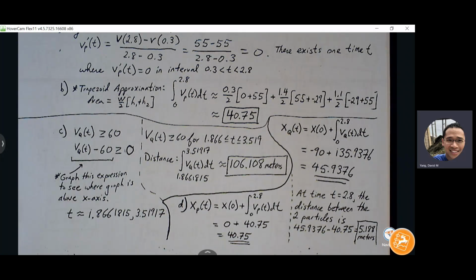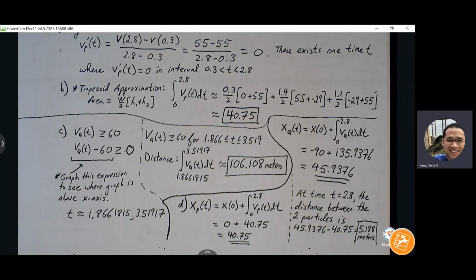And part D, at time t equals 0, particle Q is at x-axis location x equals negative 90. Using the results from part B and the function v of q, approximate the distance between particles P and Q at time t equals 2.8. So we're going to have to track both of these particles separately, figure out where they begin, how much movement they made, and then at 2.8, we can compare their locations.